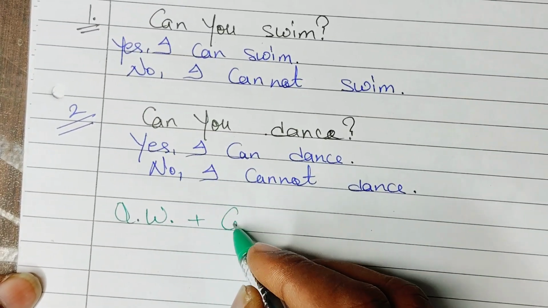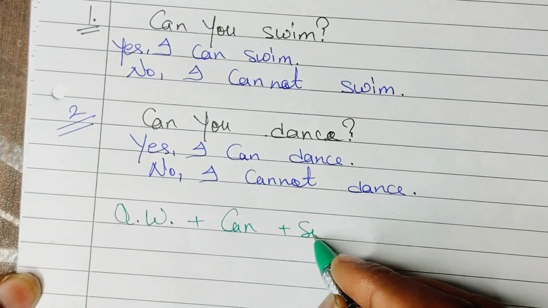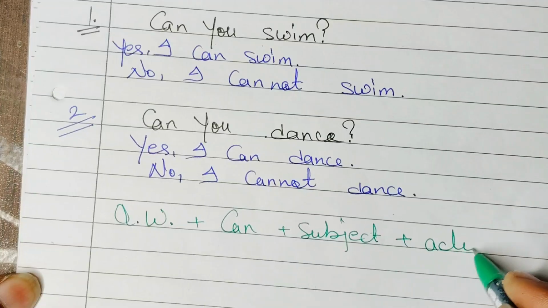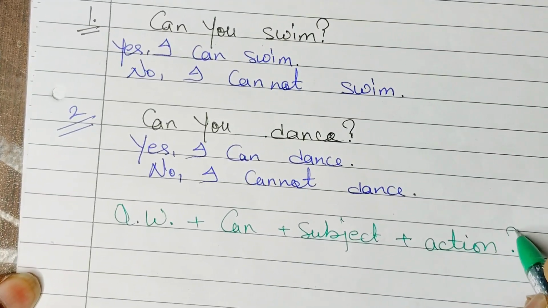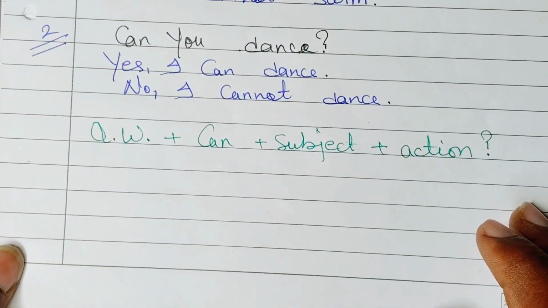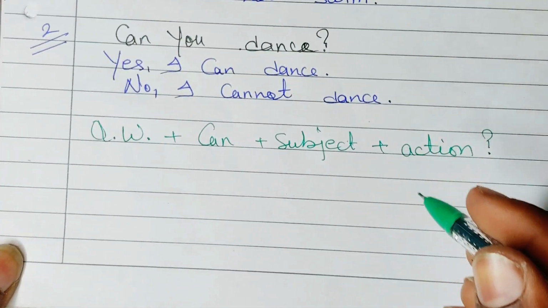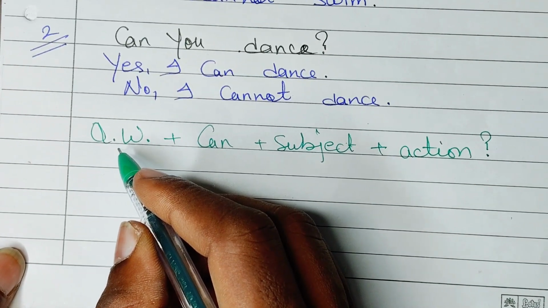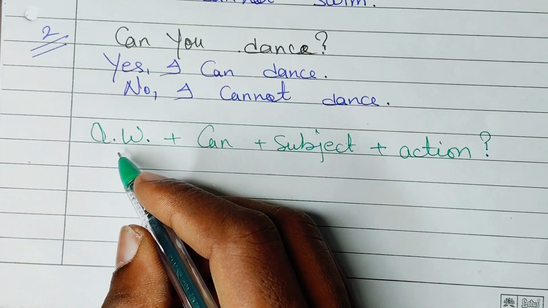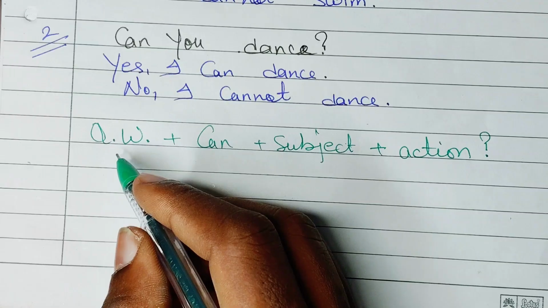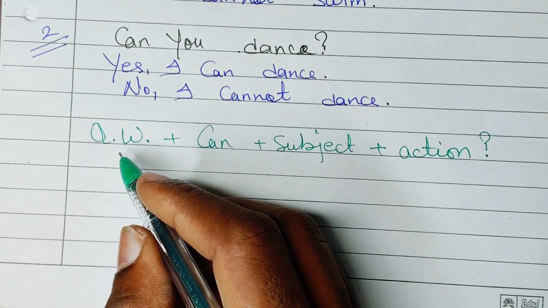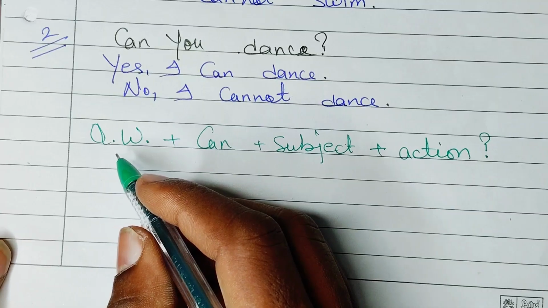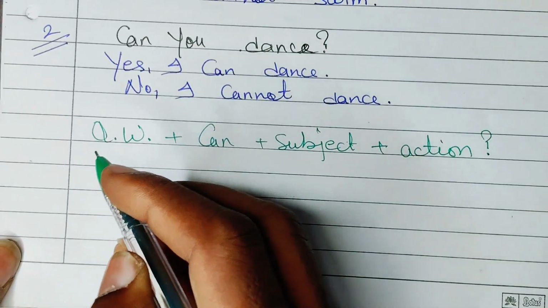Question word, then can, then subject, then action. Can you go there? If you are able to go there, it depends on you, you can say, yes, I can go there. If you don't know where, then you can say, where can I go? Then he has to tell you about that. You can go to your home, your college, or this village.